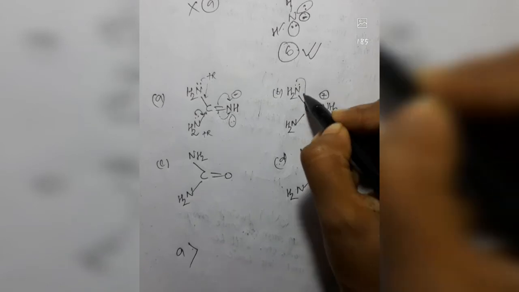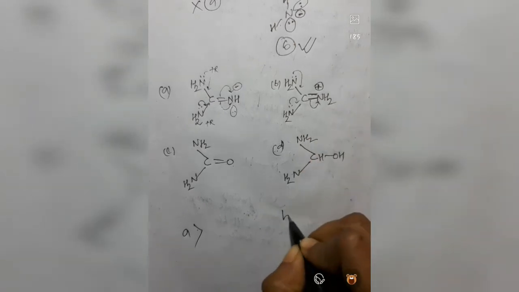Now if you look at option B, though there is resonance and plus R effect, the electron density on nitrogen is used up to neutralize its positive charge. There is no lone pair here for donation; what is happening is that it is taking up the electrons to fulfill its electron deficiency. So this will be least basic.